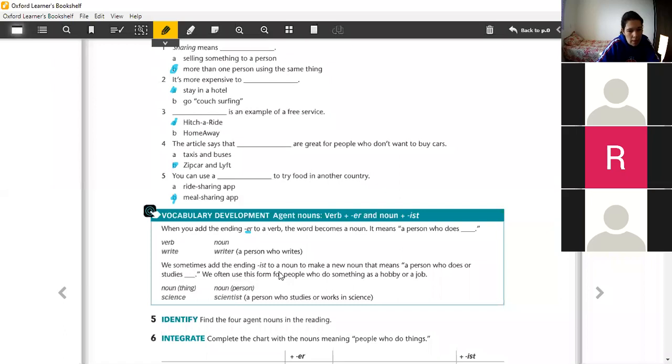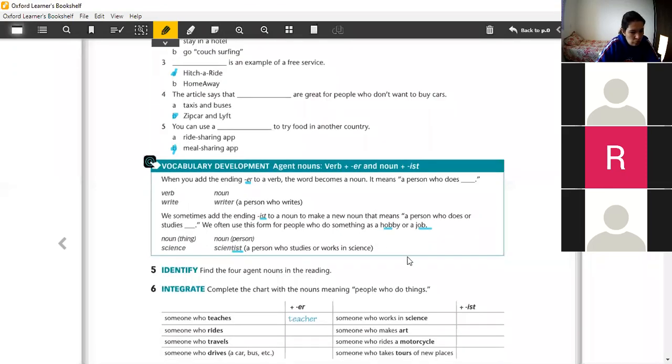We sometimes add the ending -ist to a noun to make a new noun that means a person who does or studies. We often use this form for people who do something as a hobby or job. Então, se nós acrescentarmos o ist também, se torna uma profissão. Geralmente, quando as palavras têm o ist no final, ela é a pessoa que ainda está estudando ou a pessoa que faz esse tipo de profissão, esse tipo de coisa, às vezes por hobby, tá? Como hobby ou como um trabalho. No caso de science, scientist, a person who studies or works in science.